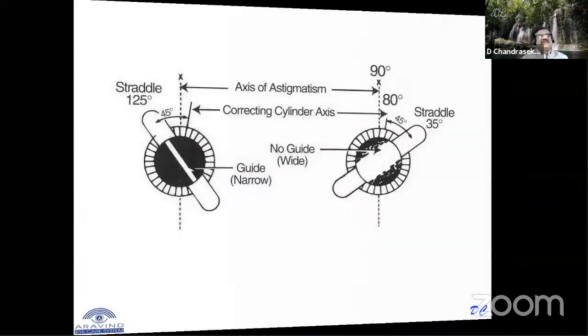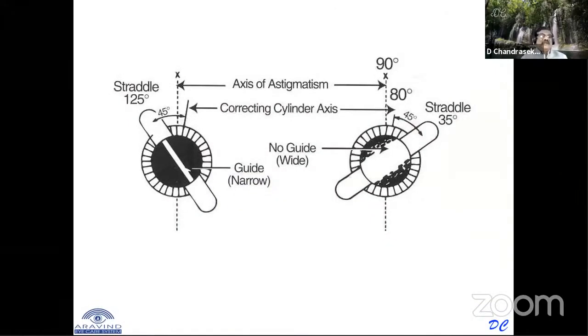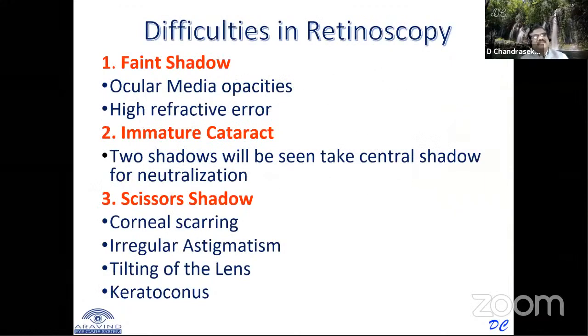What is straddling? There is something called Jackson's cylinder where you want to fine tune the cylinder. In retinoscopy, it is similar. Supposing you have a neutralization at one particular axis, then you have to do a 45-degree turn on both sides. You understand? So you go 45 on one side and 45 on the other side. When you do that, the narrowing should be the same and the speed should be the same. That means you are in between. Supposing on one side it is better and one side it is much worse, that means your actual axis of neutralization is wrong. So you test 45 degrees on each side, then you will get the correct axis. So that is the basis of retinoscopy.